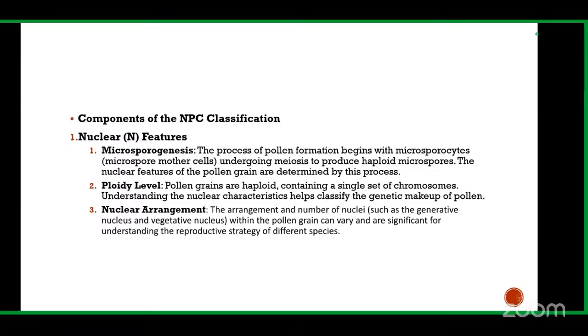Next is the ploidy level. Pollen grains are haploid, containing a single set of chromosomes, and understanding the nuclear characteristics helps in understanding the genetic makeup of the pollen. Next is nuclear arrangement: the arrangement and number of nuclei, like the generative nucleus and vegetative nucleus within the pollen grain, can vary. So these are the nuclear features in the NPC.